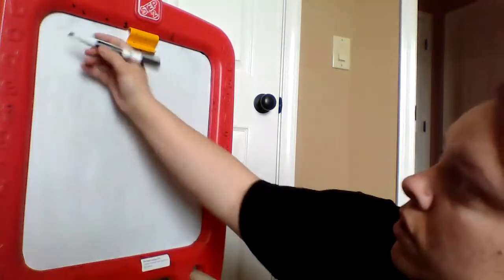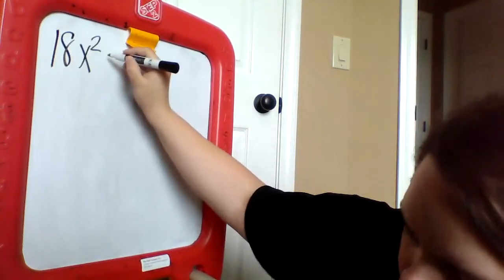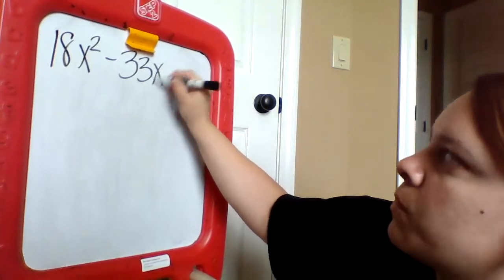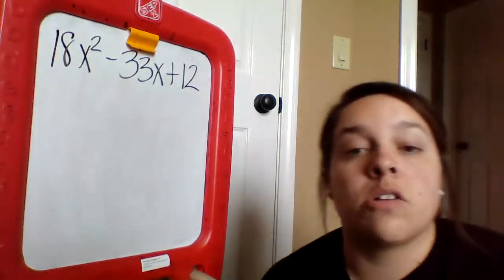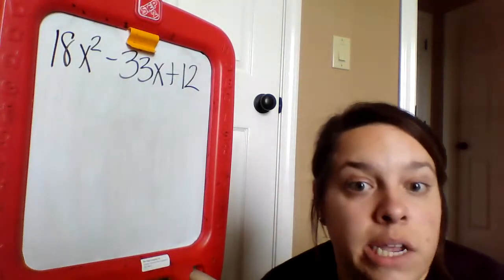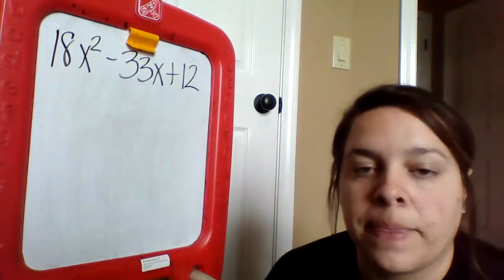Okay. So let's do 18x squared minus 33x plus 12. All right, so same starting off here. Is it in standard form? X squared x number. Yep.